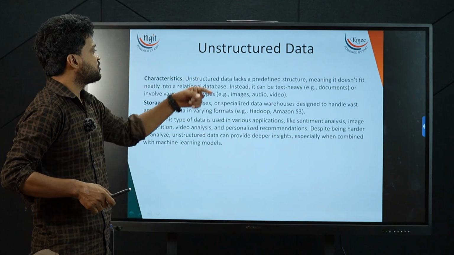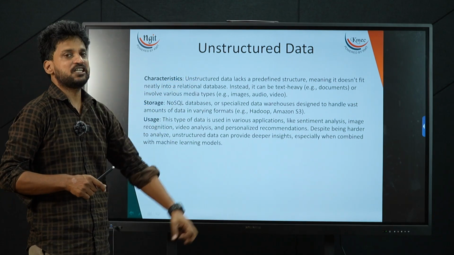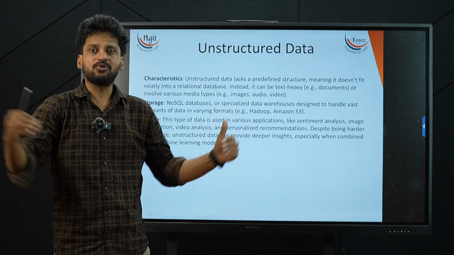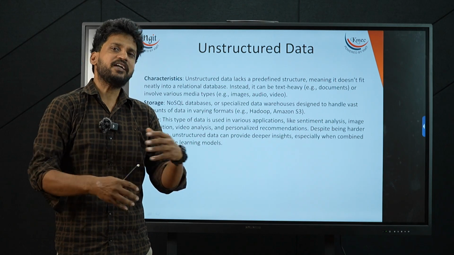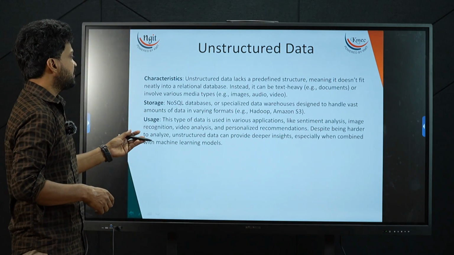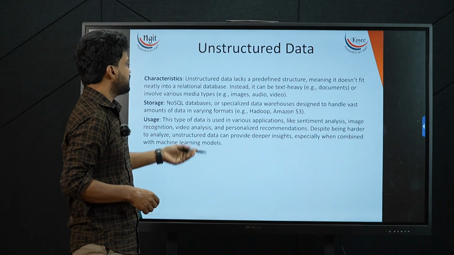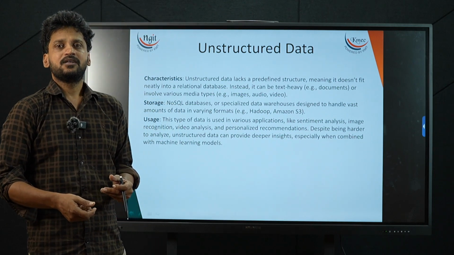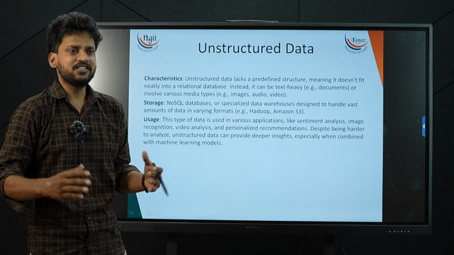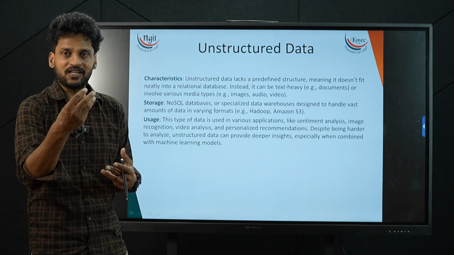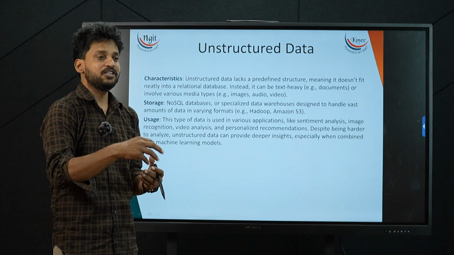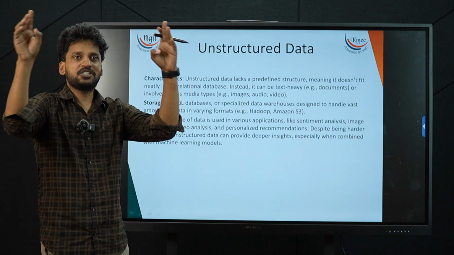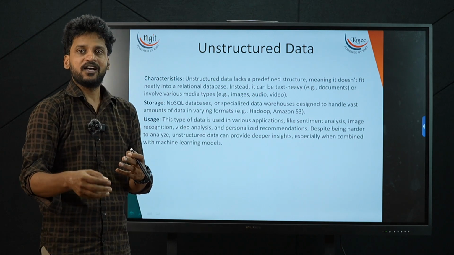Unstructured data lacks a predefined structure, meaning it doesn't fit neatly into a relational database. No rows, no columns. We'll not be able to separate them into rows and columns, so organization will be pretty difficult, right? Yes. It can be text heavy, such as documents, or involve various media types, such as images, audio, and video. How would you analyze an audio file? Again, there are several tools. We need to first convert the audio file into a spectrogram. A spectrogram gives you a visualization image of an audio file.